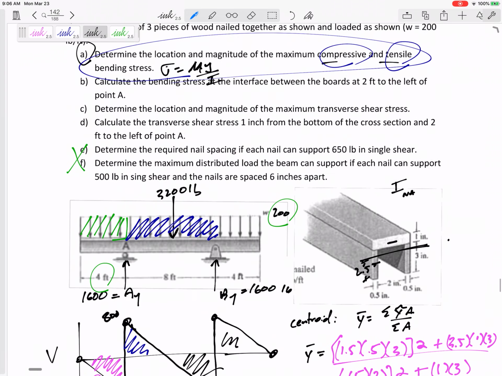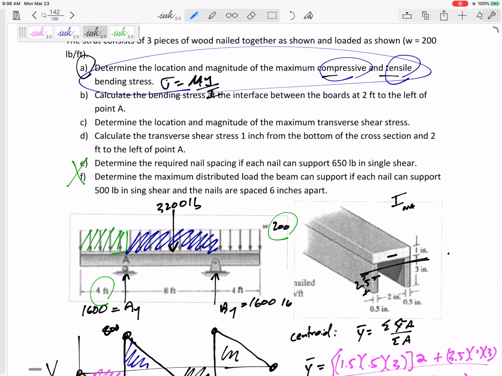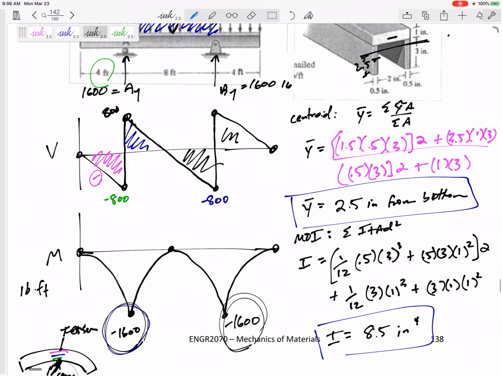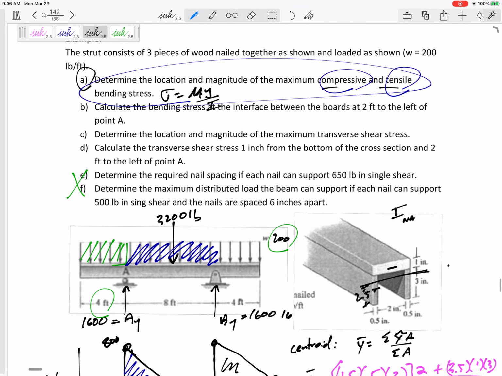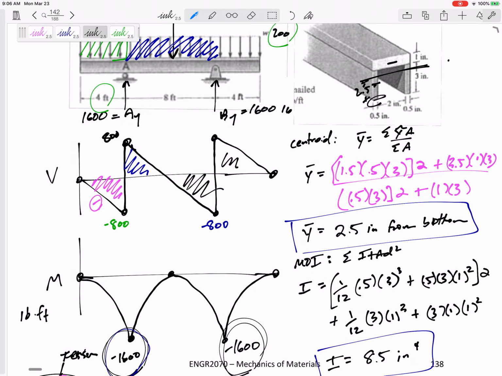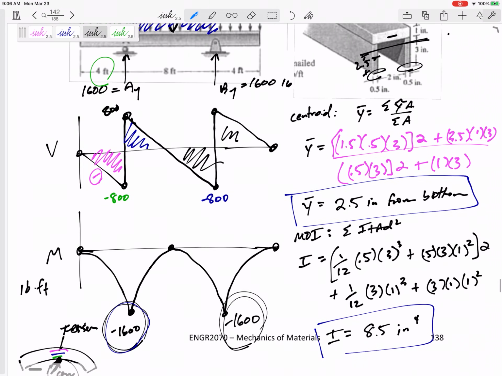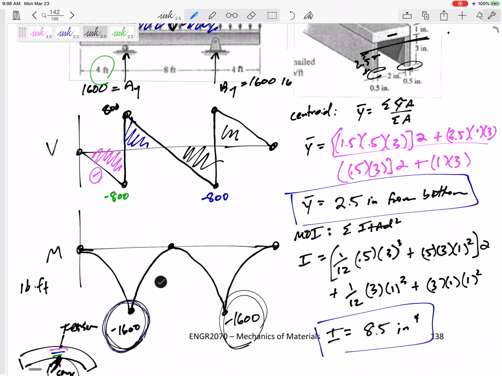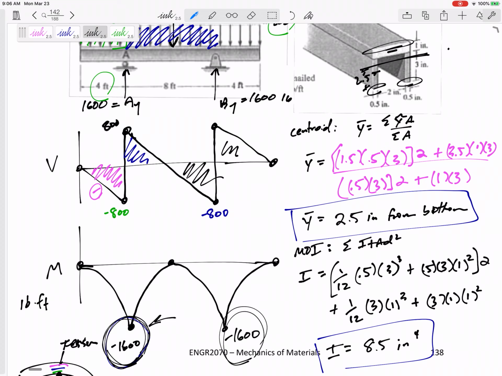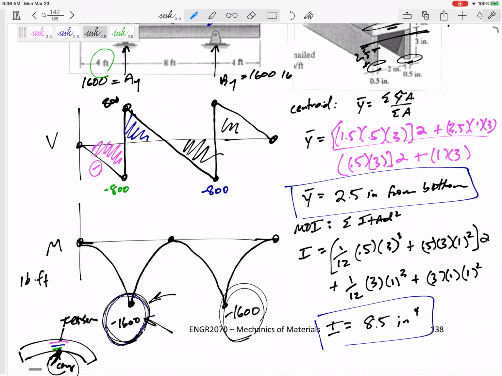So what it's really asking is, calculate the compression on the bottom and tension on the top. Here it's saying calculate the maximum compressive stress on the bottom at this maximum moment of 1600, and calculate the maximum tension at the top at that maximum of 1600.